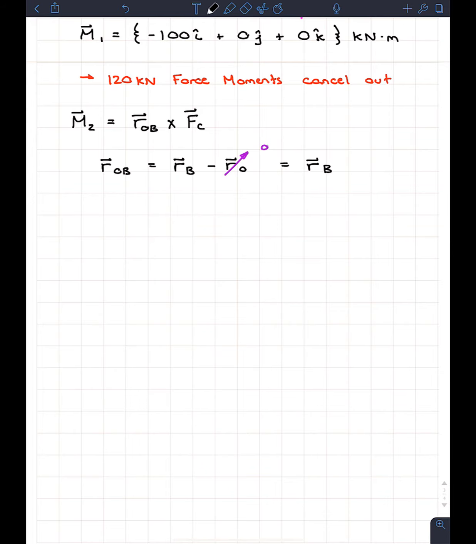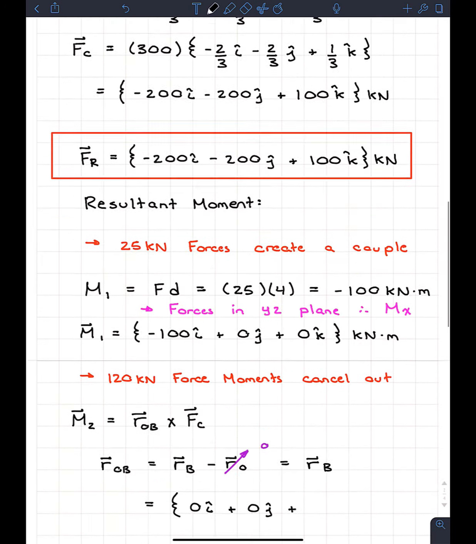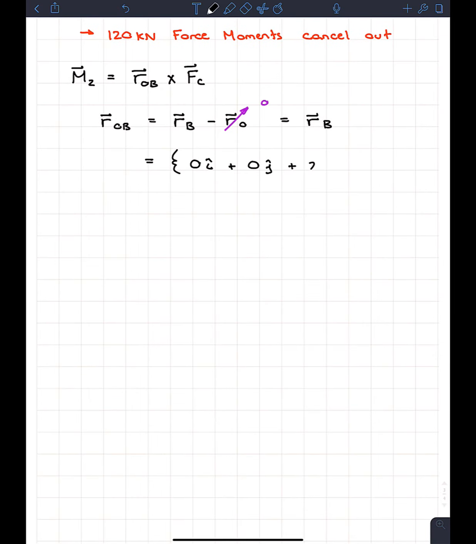So we already know the coordinates of B are very simple because there's 0i plus 0j and then plus, I believe it's 2. So let's just take a peek. Yeah, it's a distance of 2 meters up. This is the z-axis. So we're going to put plus 2k in the brackets, and this will have units of meters. And what's nice about the cross product, remember, is we don't need to find a unit vector or a magnitude. We just need the position vector. And we have that. We also have the force vector.